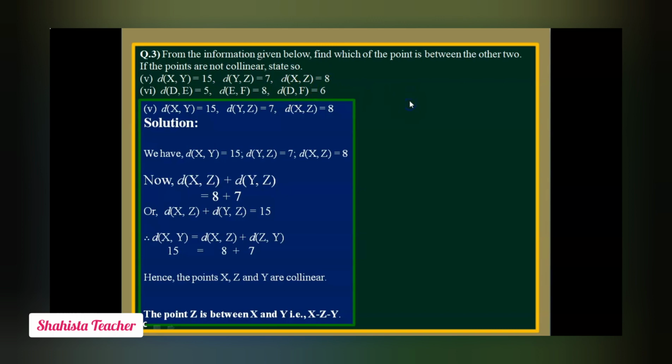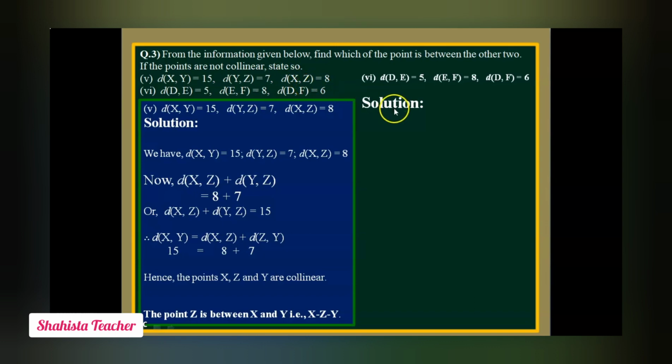Now here solution. Now what we have to see, after adding the two numbers, if we are getting the third number equal, that means it is collinear. If we are not getting the same number, that means it is not collinear. For example, if 5 plus 8 is equal to 6, that means it is collinear. But if 5 plus 8 is not equal to 6, that means it is not collinear. Now here you can easily say that 5 plus 8 is equal to 13. That means this 13 is not equal to 6. So it is not collinear.